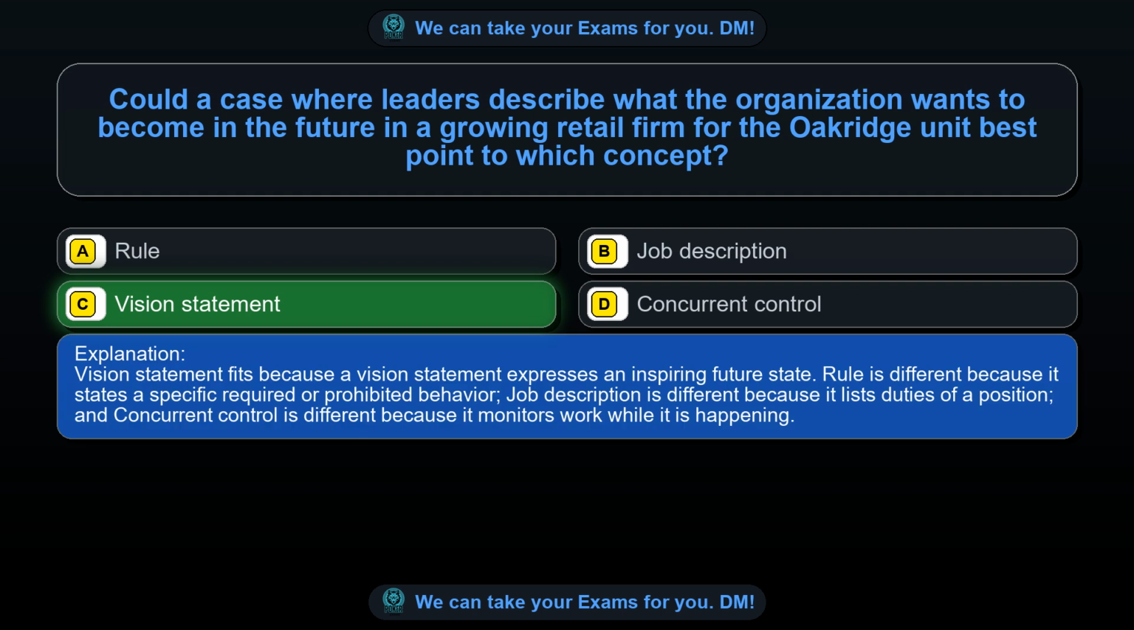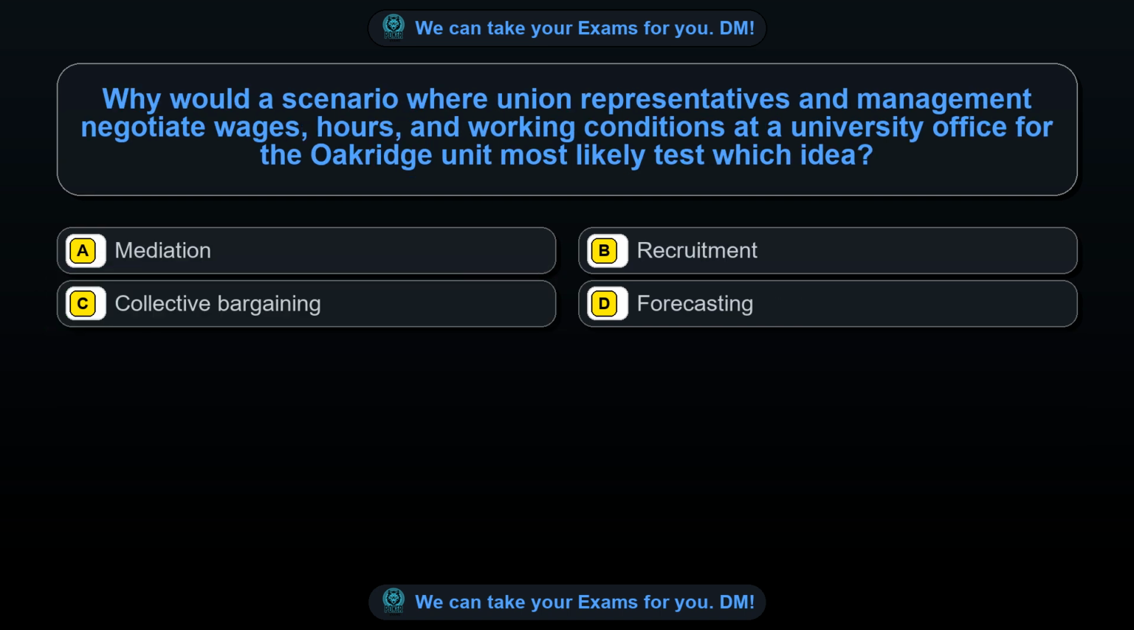Vision statement fits because a vision statement expresses an inspiring future state. Role is different because it states a specific required or prohibited behavior. Job description is different because it lists duties of a position, and concurrent control is different because it monitors work while it is happening.